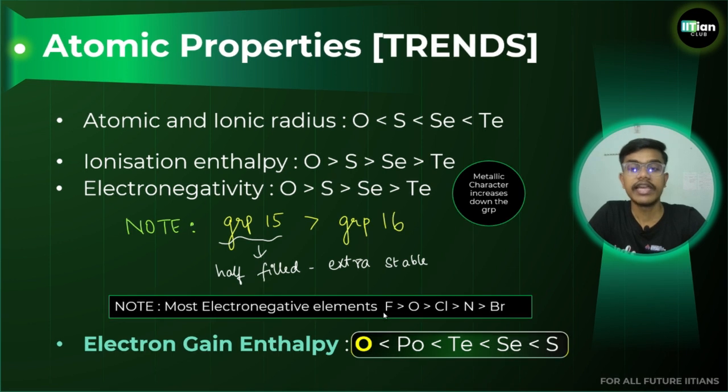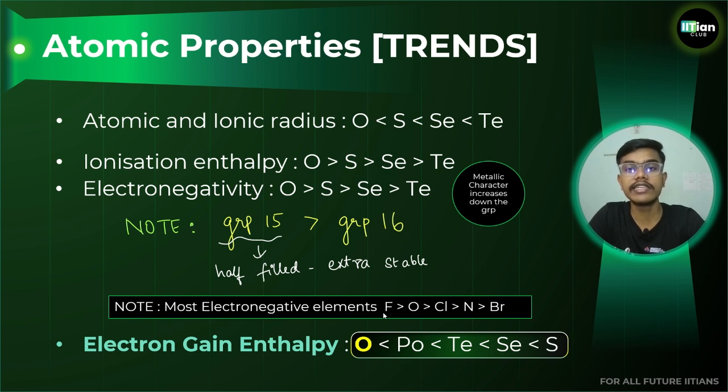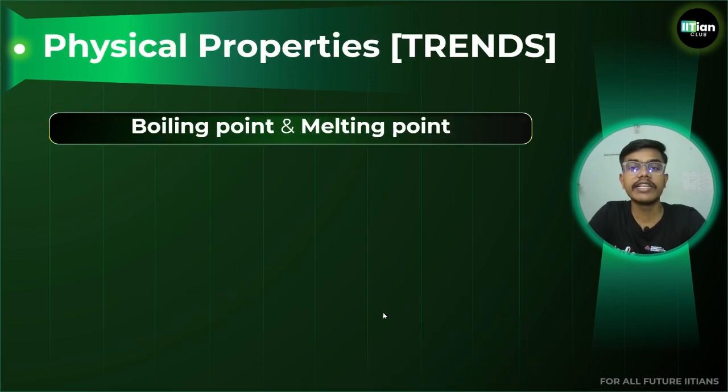Electron gain enthalpy, you can see the trend, but oxygen, as it is very small, cannot easily accept an electron. Hence, it has the least negative electron gain enthalpy. Negative electron gain enthalpy corresponds to the energy released when the electron is coming in. So if it has a very high negative electron gain enthalpy, it favors the acceptance of an electron. But here, oxygen does not favor the acceptance of an electron, and hence it has the least negative electron gain enthalpy.